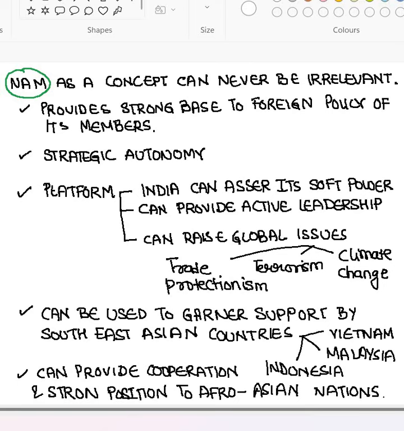It can be used to garner support, to gain support by Southeast Asian countries like the Philippines, Malaysia against Chinese assertion in the South China Sea. And NAM can provide a platform for Afro-Asian cooperation and also strong position for the poor African nation to have healthy negotiations with China and US for their own economic development. So this is why NAM as a concept can never go irrelevant.